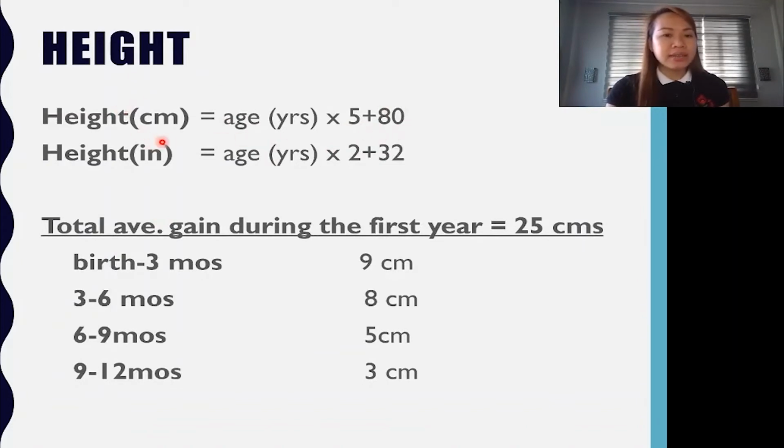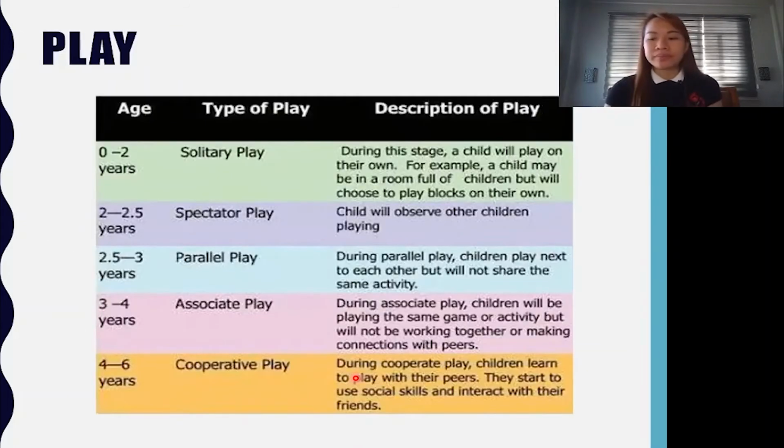That is in centimeters, but if it's in inches, age times 2 plus 32. So these are constant numbers. The total average gain during the first year is equivalent to 25 centimeters. From birth to 3 months, an average gain of 9 centimeters. 3 to 6 months is an additional 8 centimeters. 6 to 9 months, 5 centimeters. And 9 to 12 months, an additional 3 centimeters. So there's continuous growth even in height.